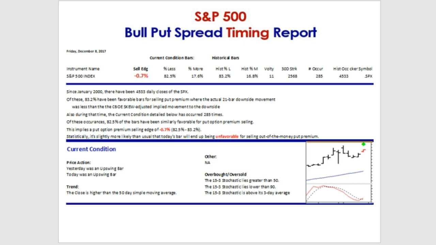Then we go to our current market condition of 285. Of those 285 occurrences, 82.5% of the bars were similarly favorable, which is really close. That's within 1% of the benchmark of 83.2. So it's basically a wash, but nevertheless, I'll sum it up that this implies a put selling edge, a very slight one, that is negative 0.7%. So statistically, it's very, very slightly more likely than usual that Friday's bar and condition will end up being an unfavorable one for selling out-of-the-money put premium.